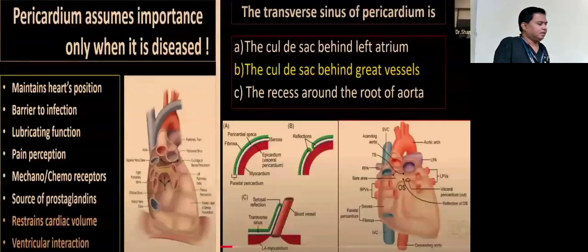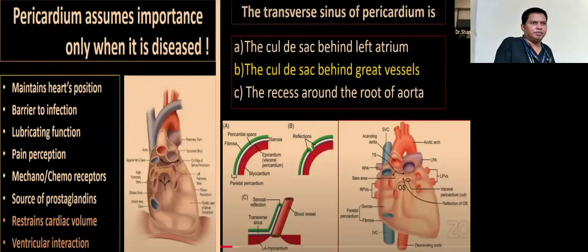So, the pericardium is actually the layer covering the outer surface of the heart, and it has an outer parietal pericardium and a visceral pericardium. In between them there is a pericardial space, which has pericardial fluid. Normally, it is around 50 ml, and it is serous.